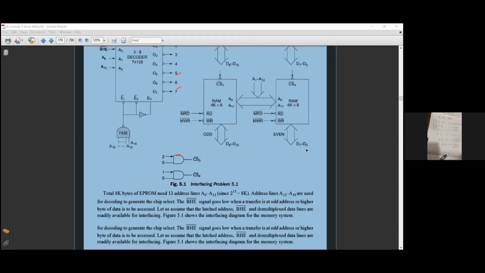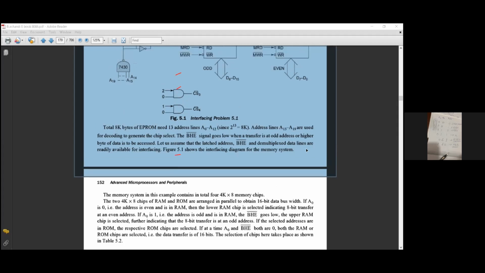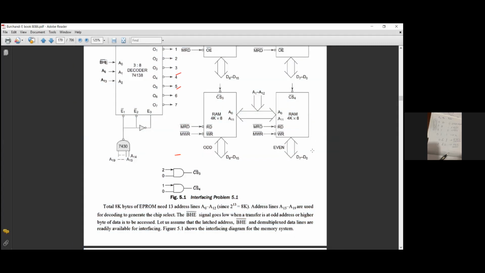you will get similar kind of things. Just see 0 and the marking 1. 0 and 2, anyone is selected, then CS3. 0 and 1, anyone is selected, then CS4. CS3, just go up. CS3 means connected with odd bank. CS4 means connected with even bank. Whatever I say, 0 and 1 means even bank connected. 0 and 2 means odd bank connected. Is it clear? Yes, sir.